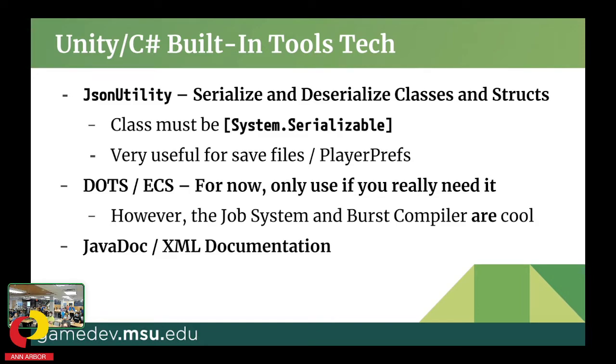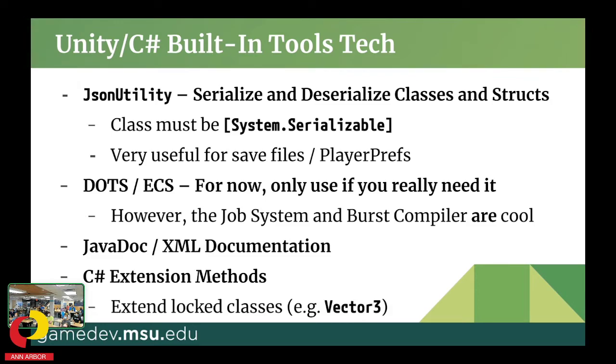That's how Unity documents everything. The huge Unity documentation you've seen is actually all written in this XML documentation. People call it Javadoc because it started in Java, and then Microsoft doesn't want to call anything Java, so they call it XML documentation. And then extension methods, like I said, I'm going to talk about. But extension methods allow you to extend locked classes, and they're beautiful.